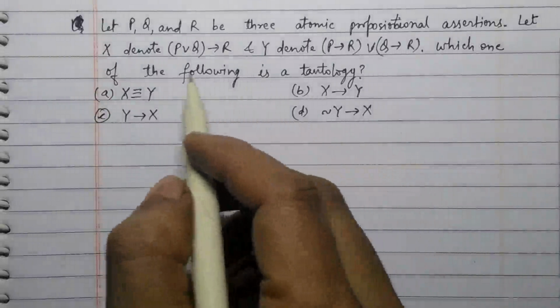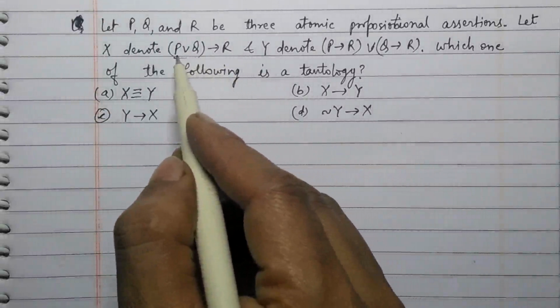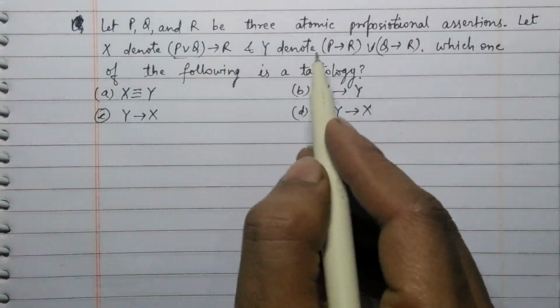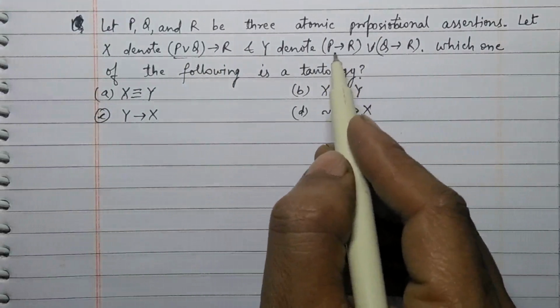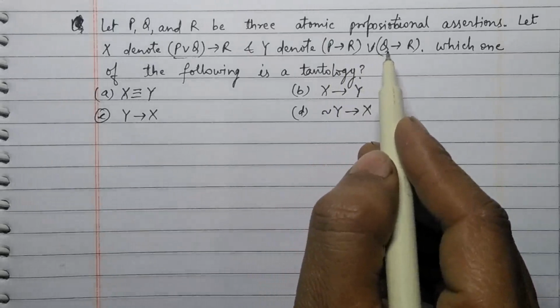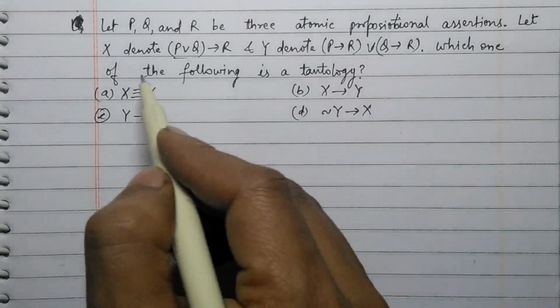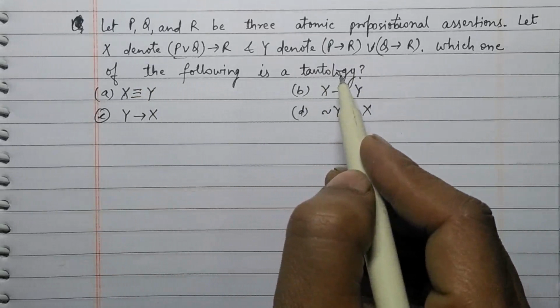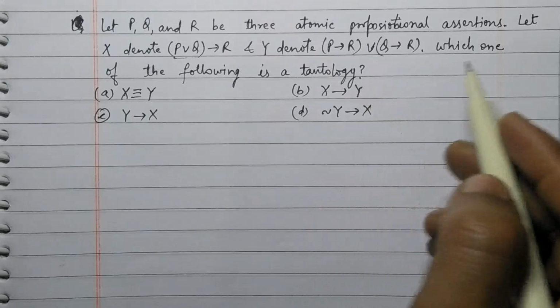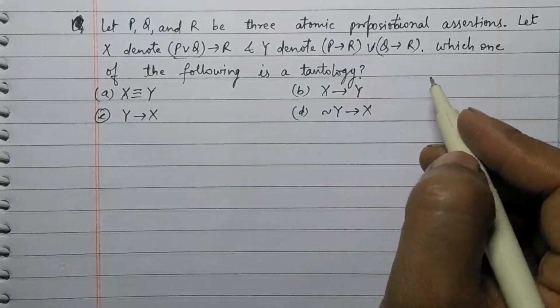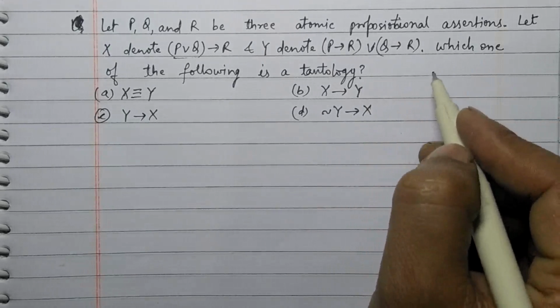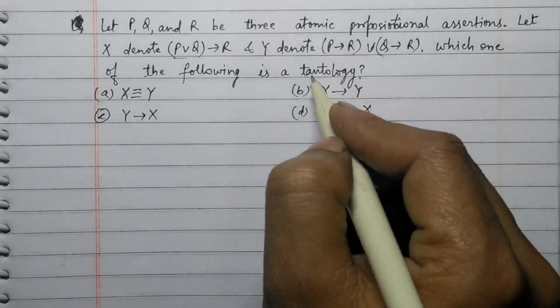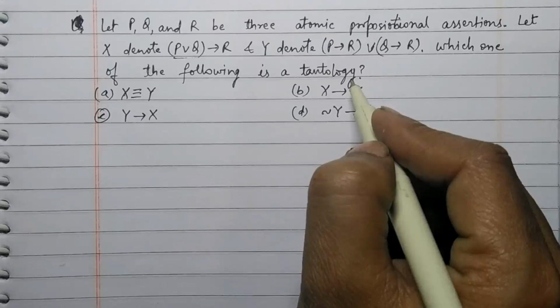In the given question, this portion is x, P or Q implies R, and this portion is y, P implies R or Q implies R. Then which one of the following is a tautology? For a tautology, for every combination of truth values, the statement should be true in every column. Then the statement will be a tautology.